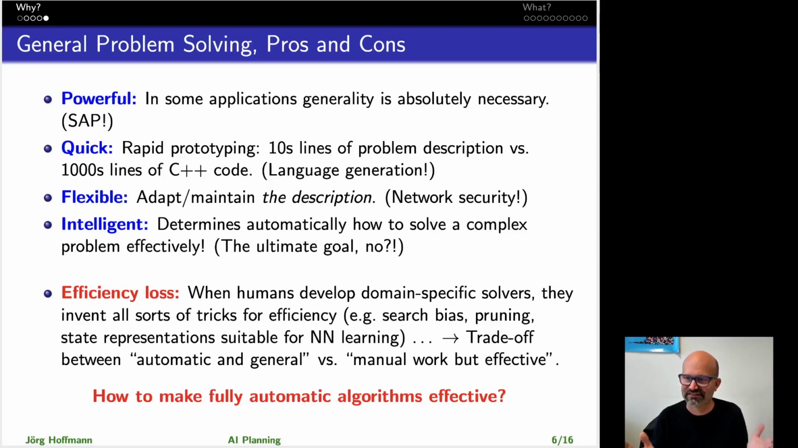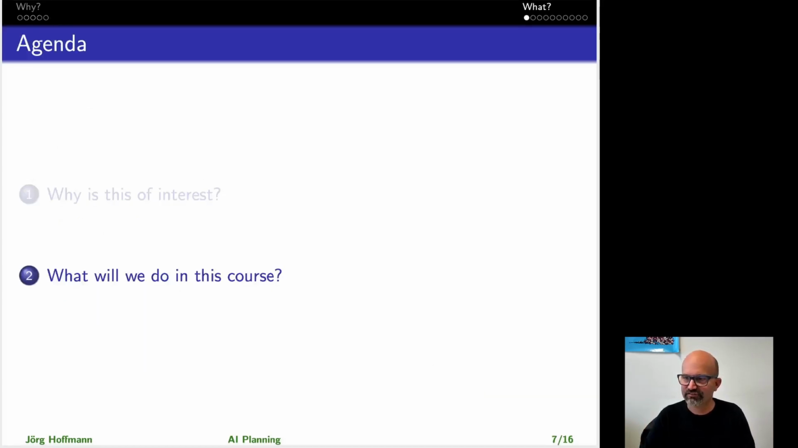They got huge state spaces. And when humans build effective solvers for those problems, they always build in deep domain knowledge or deep engineering knowledge. And the question is how to do without that. How can we achieve all of this fully automatically? We will look at methods towards this end in the course.